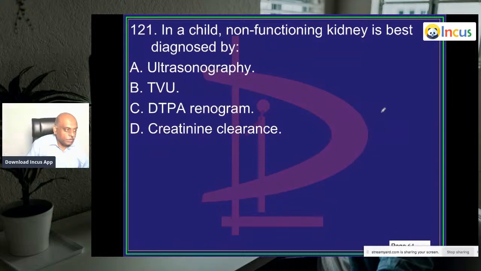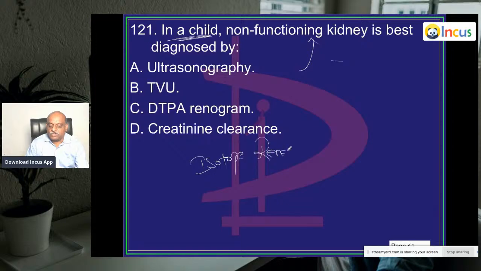So, if there is a non-functioning kidney in a child, how do you diagnose? Always, isotope renogram is the best way. Okay, so DTPA renogram is the best way to make a diagnosis of a non-functioning kidney.